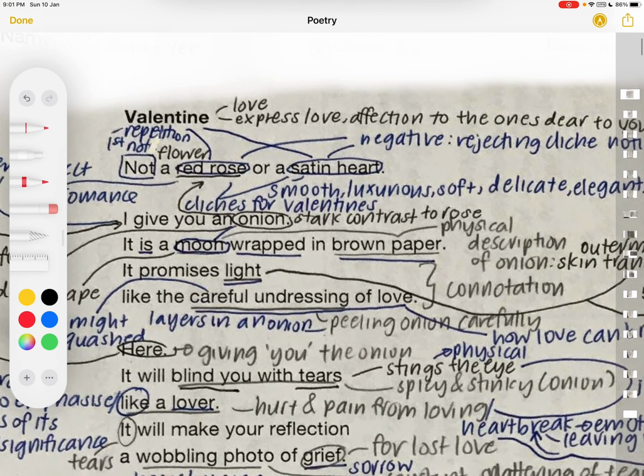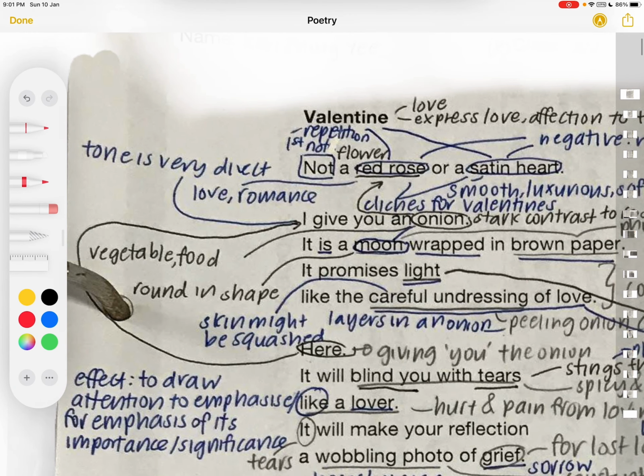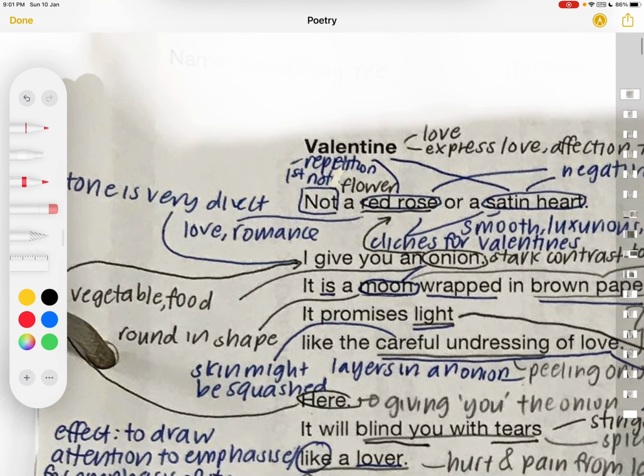So we're going to go on to the first line, which is "Not a red rose or a satin heart." The first word "not" already strikes us as jarring because it is different from what we would expect during Valentine, because red roses and satin hearts are actually gifts that are commonly given during Valentine. And the word "not" is also very direct, so you can feel that the tone of this poem is very direct.